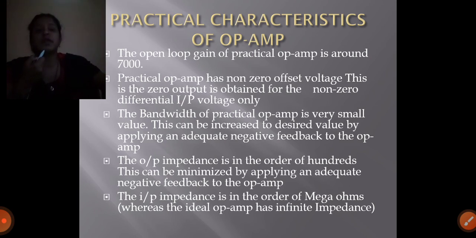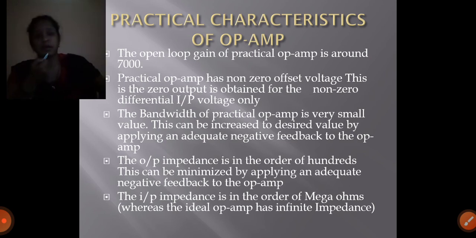The input impedance is in the order of megaohms. When input impedance is high, obviously the current will be less. The ideal operational amplifier has infinite impedance. We can tell it like that. The ideal and the practical characteristics of an op amp are very important for your examinations, and they may ask for the difference also.